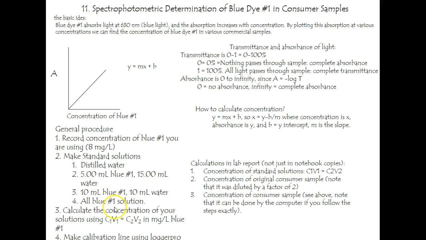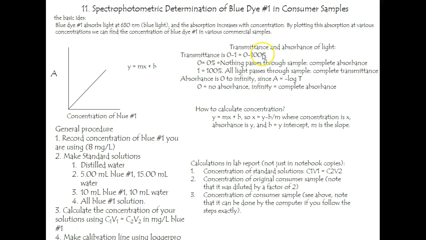And then all blue number 1 solution. Use the general formula. The original concentration times the original volume should be equal to the new concentration times the new volume, and get your concentrations in milligrams per liter using that method. Generate your calibration line using Logger Pro. I'll spare you all the gory details.